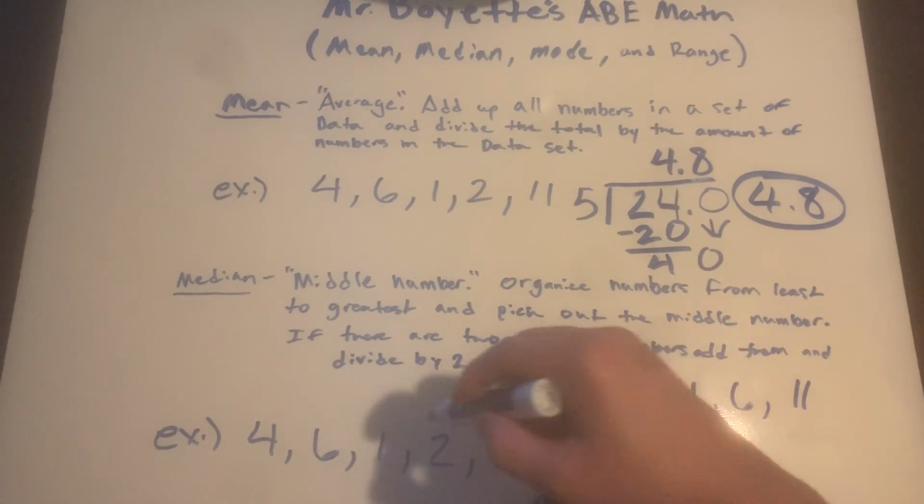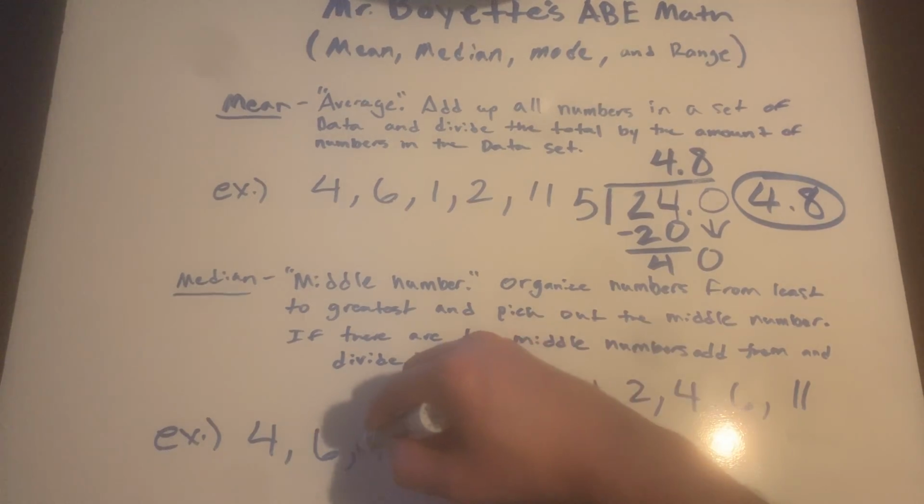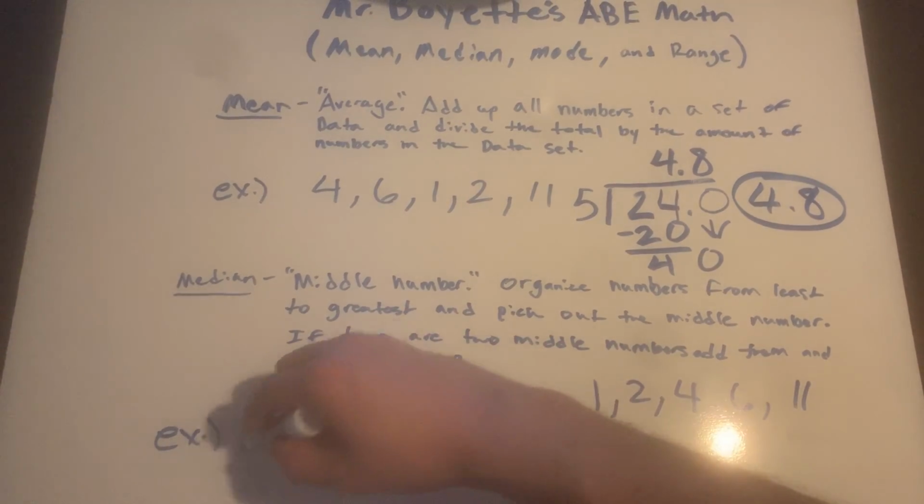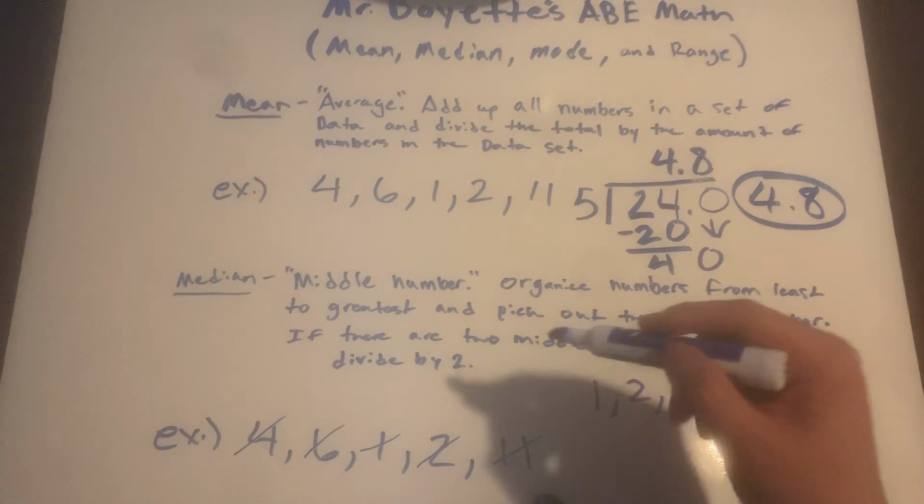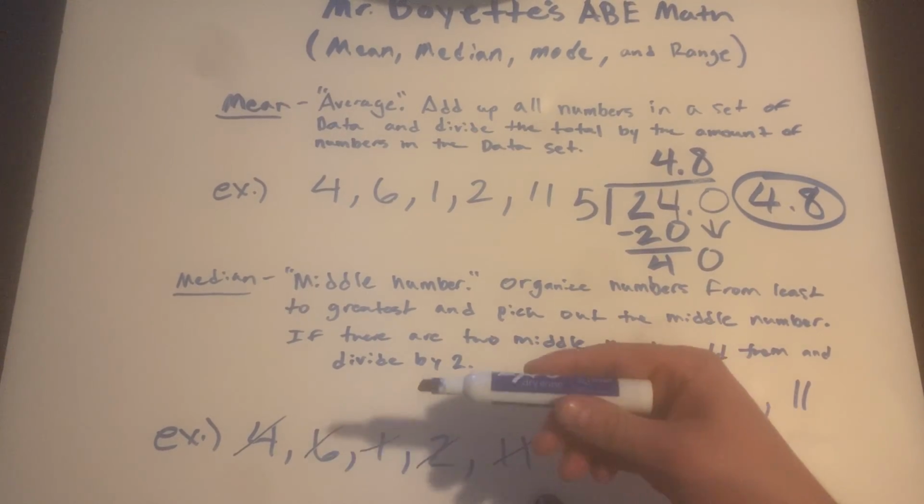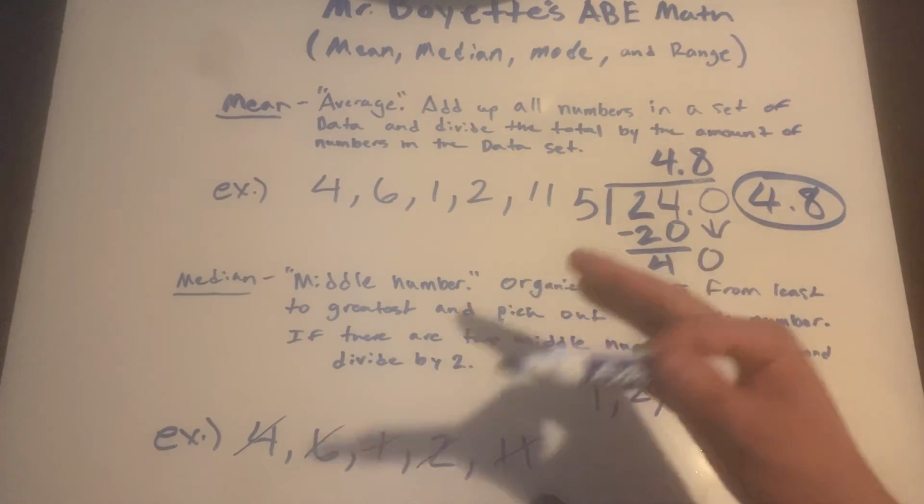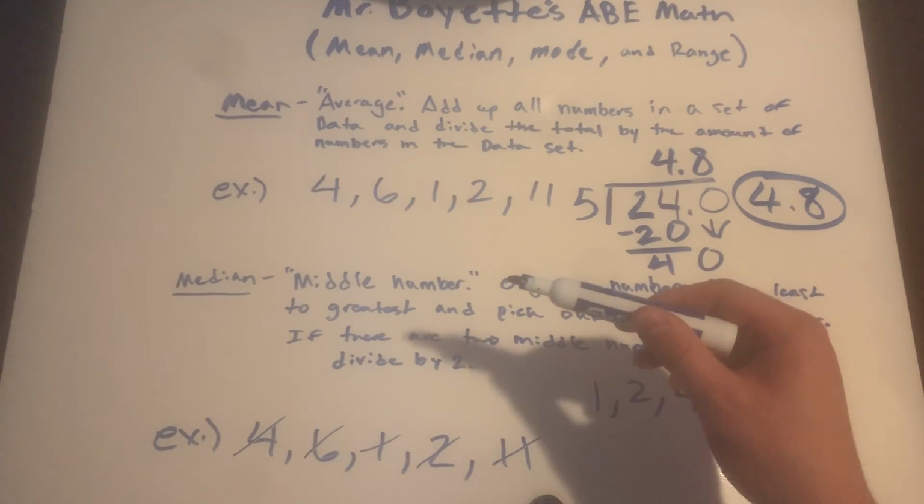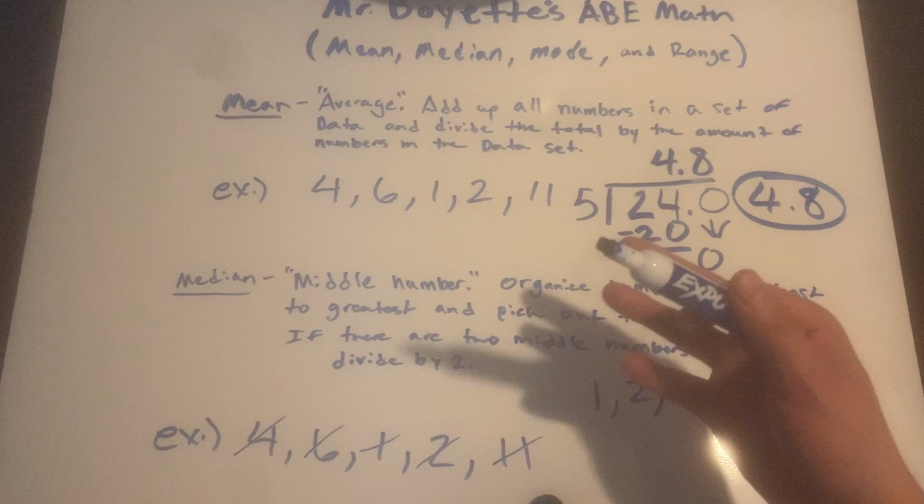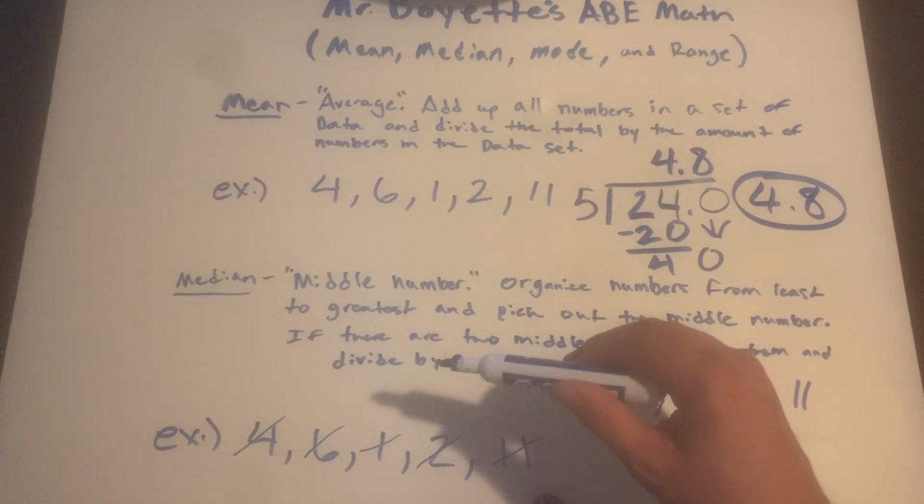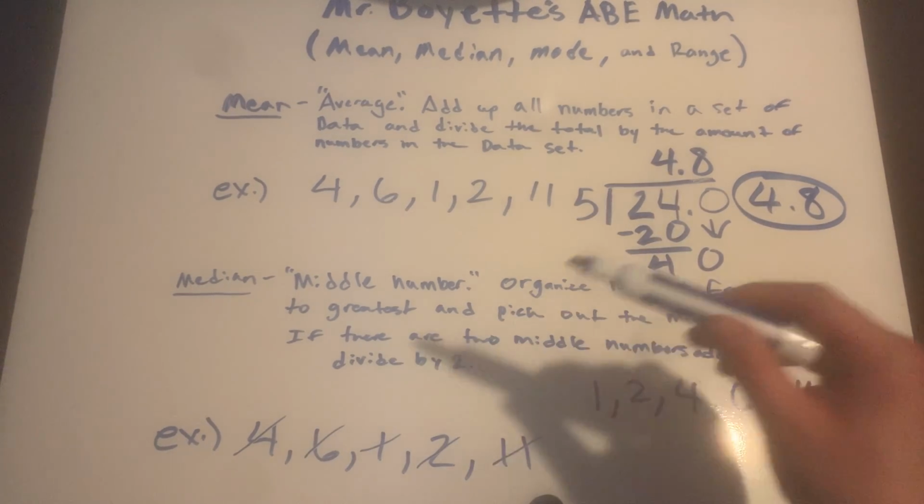And what I like to do, of course, when I'm reorganizing it, is cross out the numbers I've already used, one by one. What that does is it makes it a little more clear, so you don't have to go back and forth between the set of numbers and the numbers that you're organizing. Just so you don't get confused, just so you don't add in an extra number by mistake.